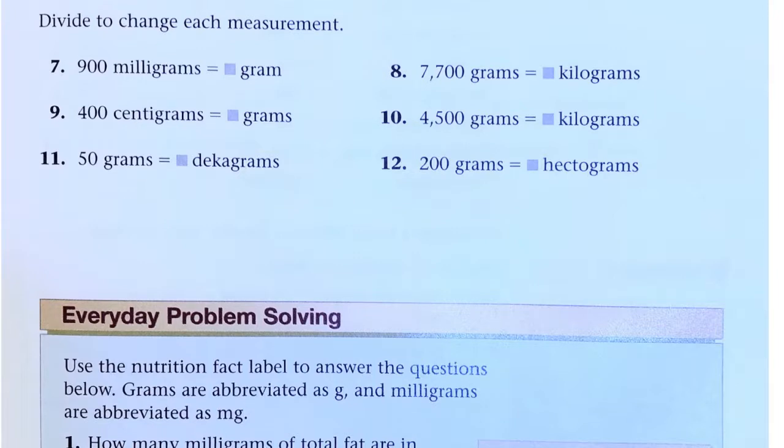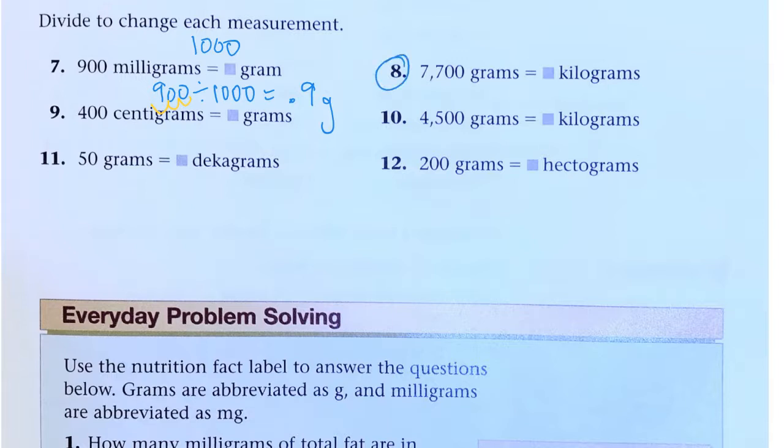Divide to change each of these measurements, 900 milligrams to grams. So it takes 1,000 milligrams to make a gram, so our fact is 1,000. We're moving from the smaller to the larger unit of measurement. So 900 divided by 1,000. We'll move our decimal point 3 times to the left. And so that will put 1, 2, 3. 0.9 grams are in 900 milligrams.